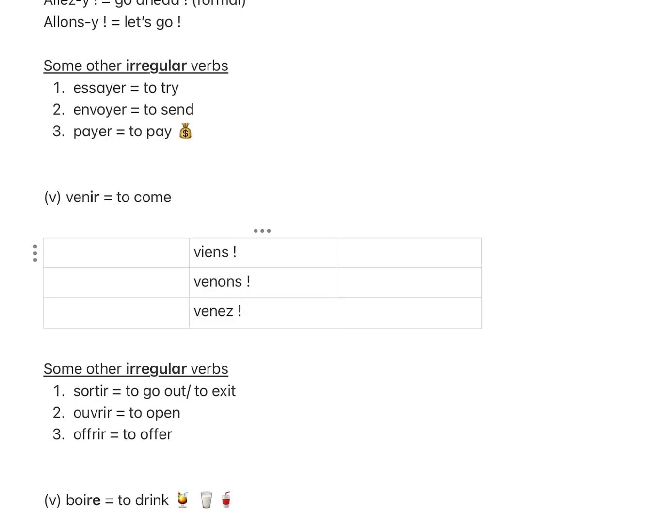Viens, which means come, that is when addressing informally. Venons, which means let's come. Venez, which also means come, however it is used when addressing formally or to a group of people.